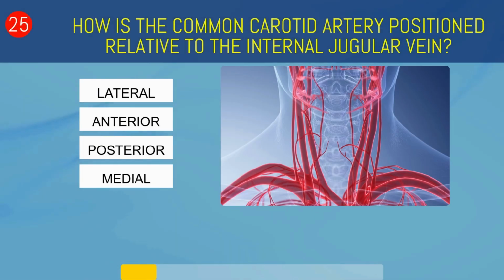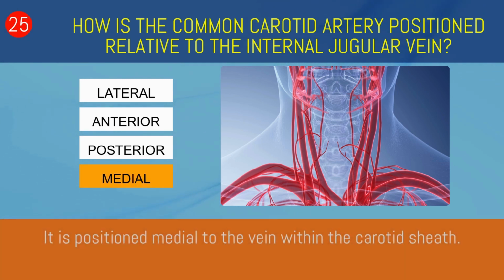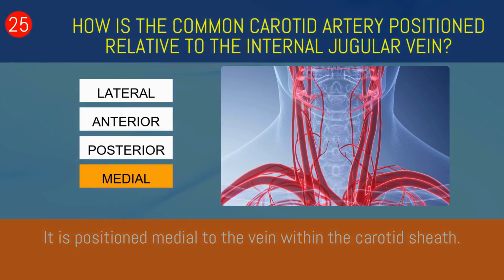How is the common carotid artery positioned relative to the internal jugular vein? Lateral, anterior, posterior, or medial? Medial. It is positioned medial to the vein within the carotid sheath.